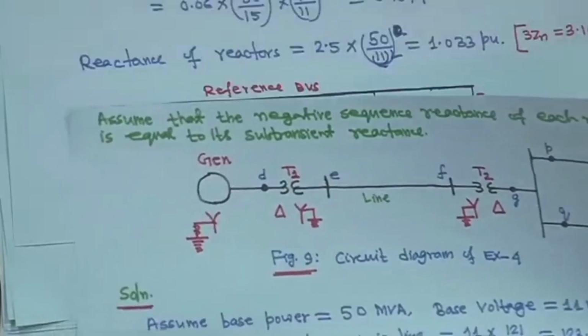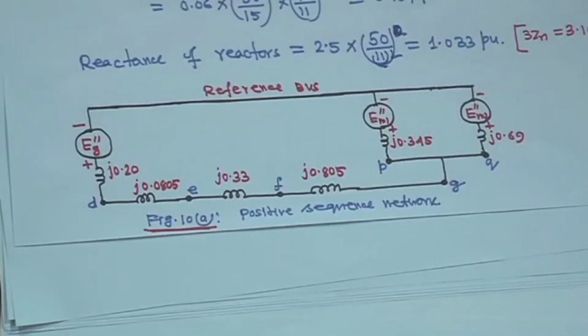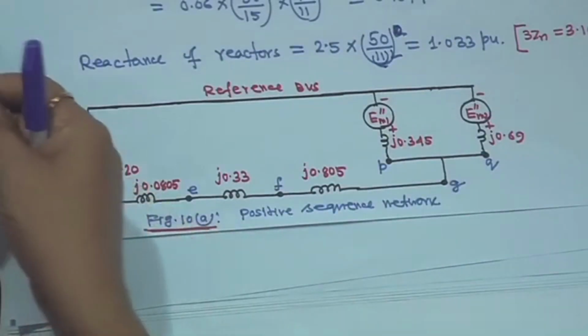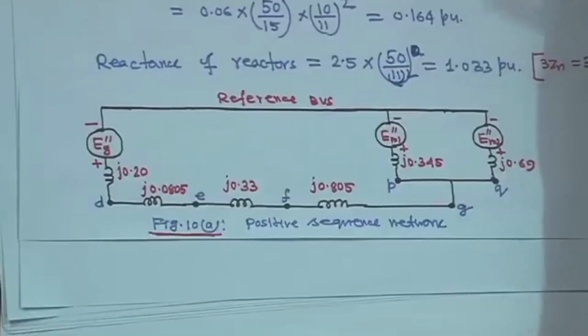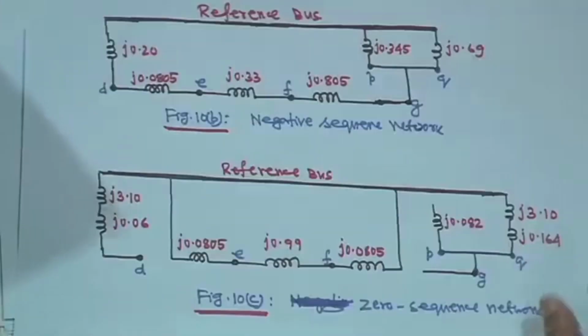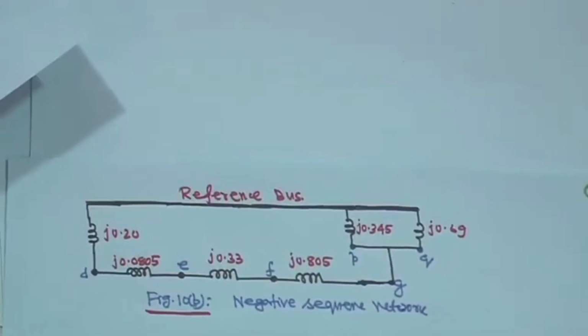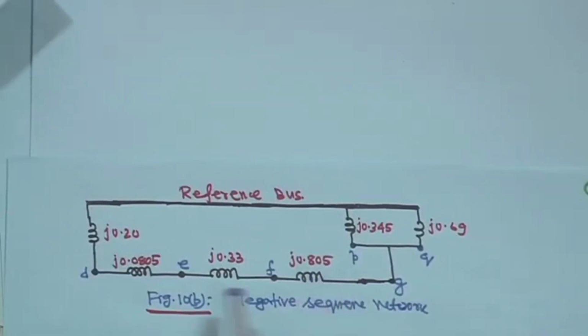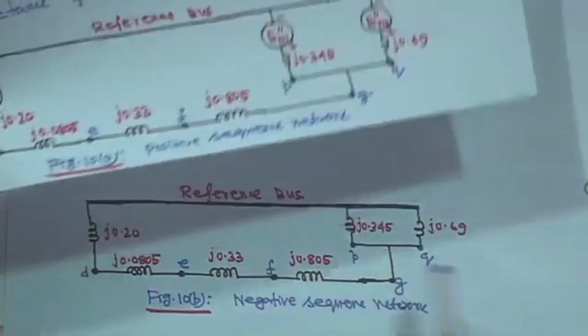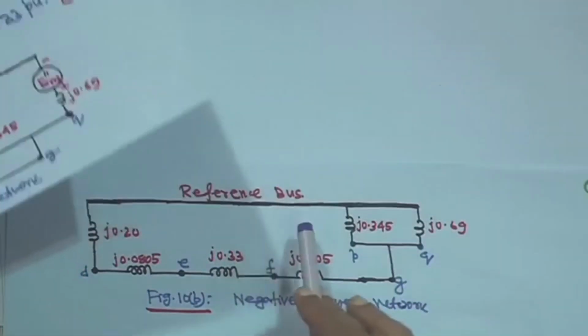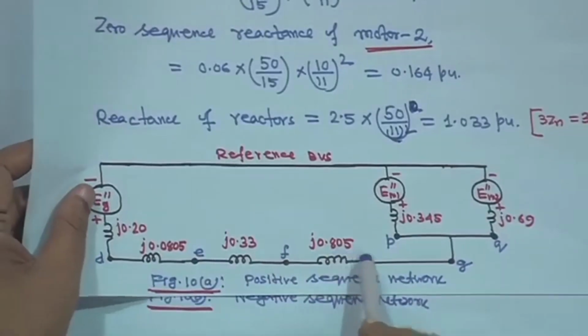Next is the negative sequence. In the negative sequence, there is no voltage source. So, in the negative sequence diagram, if you see, this is your negative sequence diagram. Look at the positive sequence: these voltage sources are not there, but all other parameters are the same, because negative sequence parameters are the same as positive sequence parameters.